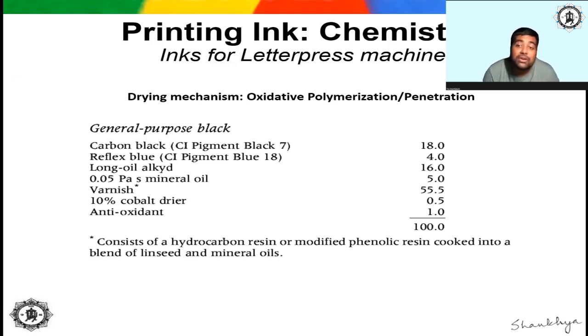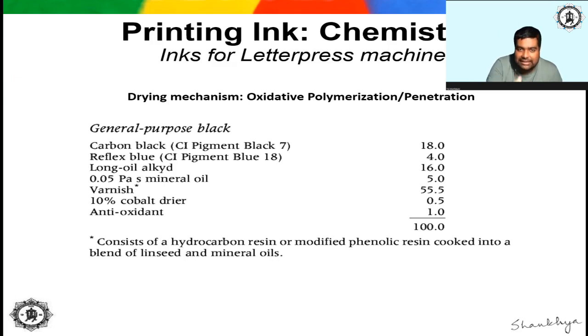Okay, next we have got mineral oil. Mineral oil is the non-drying oil. That means it will reduce the setting time. It will immediately penetrate and cause the setting. Okay. Then we have got the varnish. So varnish means here the vehicle. How is the vehicle prepared? This is the vehicle. It consists of hydrocarbon resin or modified phenolic resin, both cooked into a blend of linseed and mineral oil. Cooked again.